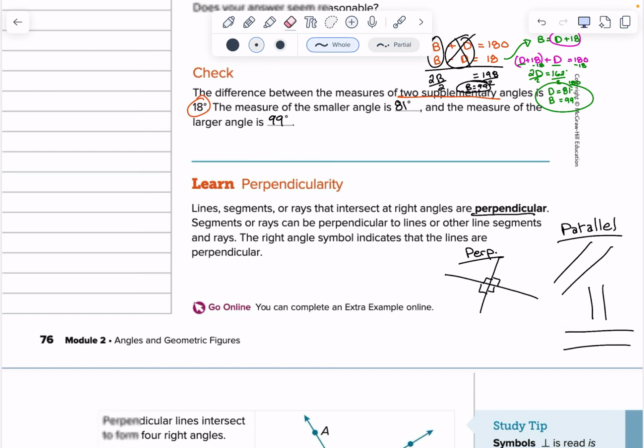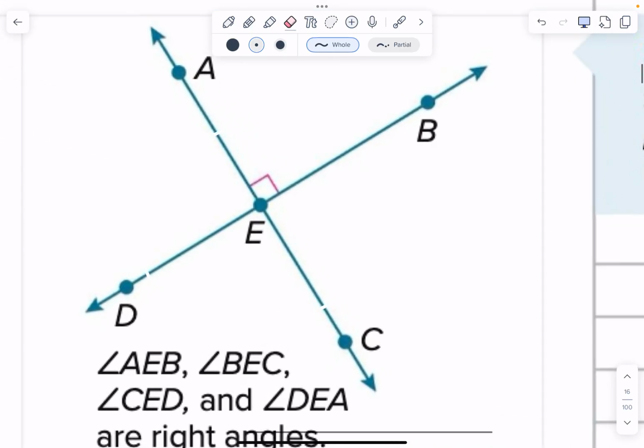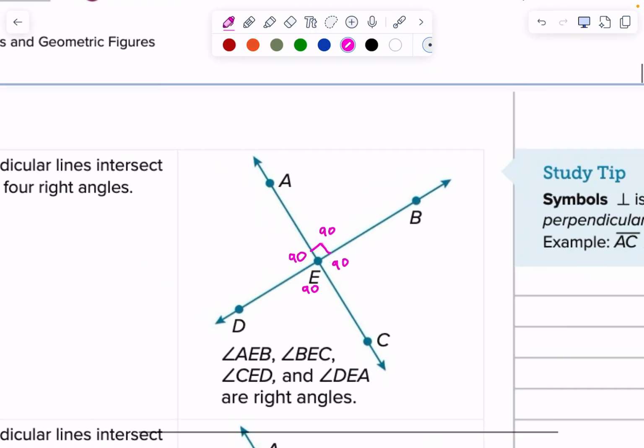Got it? Okay, so let's go down here. It says perpendicular lines form 4 right angles. What they will do for perpendicular lines when they show them to you is they will usually only put a box in one corner. But that means all of them are boxes, true? They just do it in one corner so it's a little less messy. But you kind of have to infer that all of them are 90 then, right? And 90 plus 90 plus 90 plus 90 adds up to 180? No, wait, 360, because that's a full circle, right?